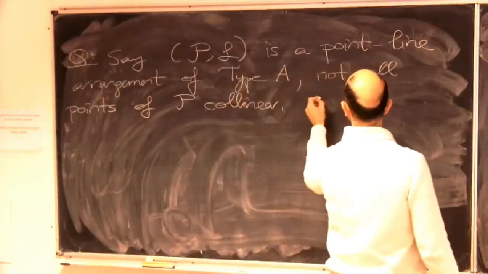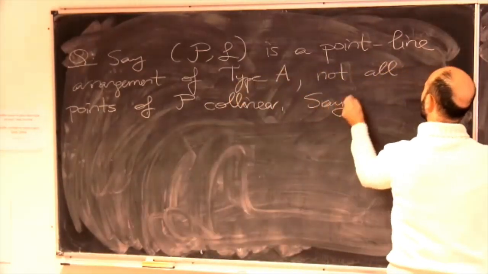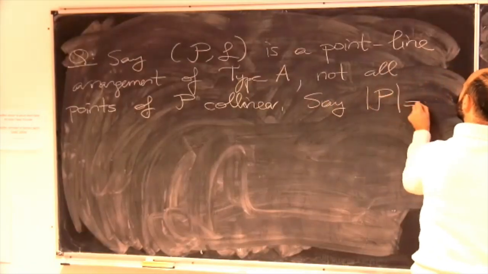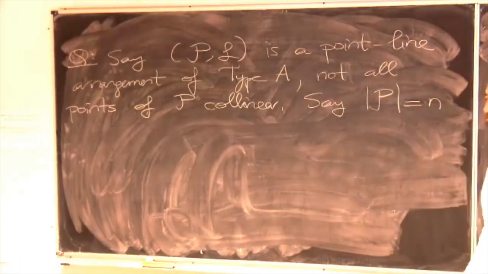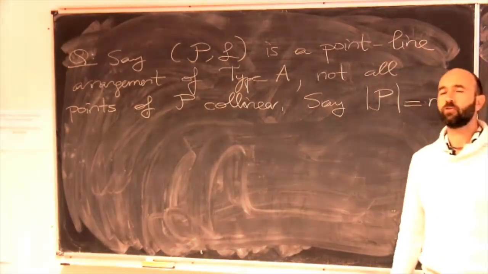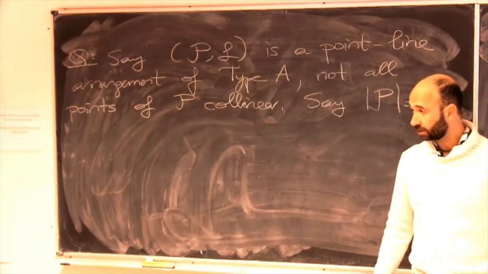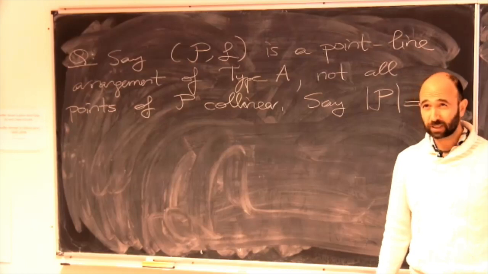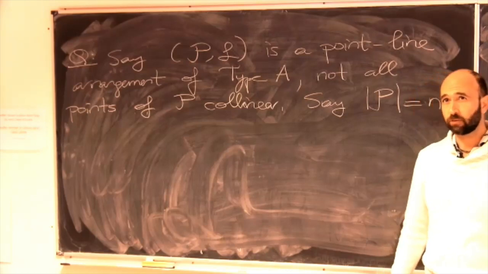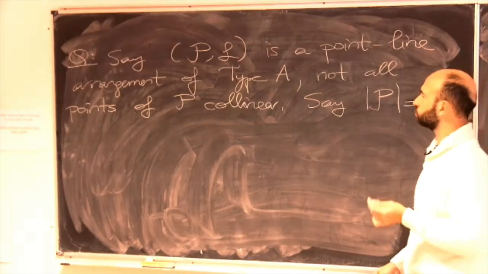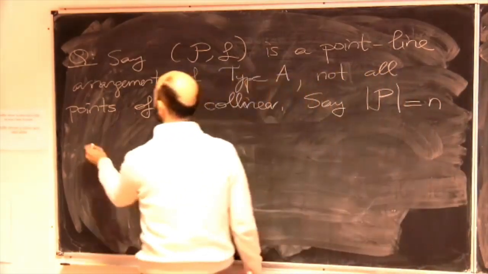Okay, now furthermore, say the number of points is n. The number of points in this point set is n. We know that there's at least one ordinary line, but what can you say about the minimum number of ordinary lines in terms of n? So what can we say?